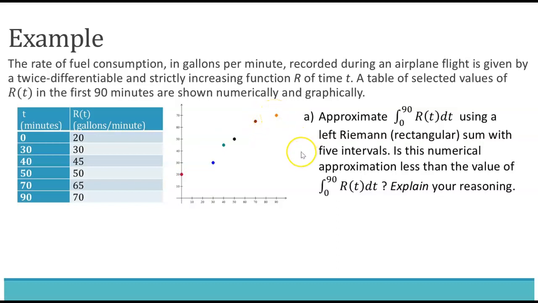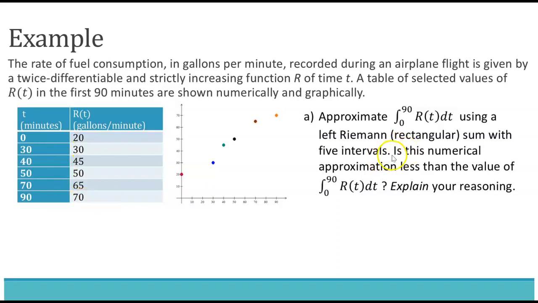So now let's see what the question is asking us in part A. Approximate the integral from 0 to 90 of r of t dt using a left Riemann, which means rectangular, sum with 5 intervals. So we're going to approximate the integral from 0 to 90 of r of t dt. Now we can't find this exactly because we don't have the function. We can only approximate it because of our limited amount of data.